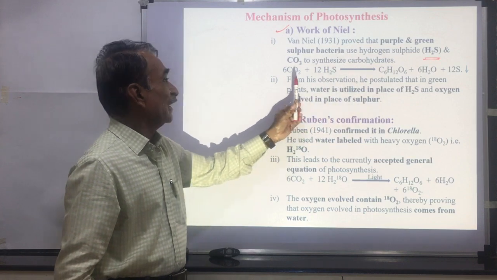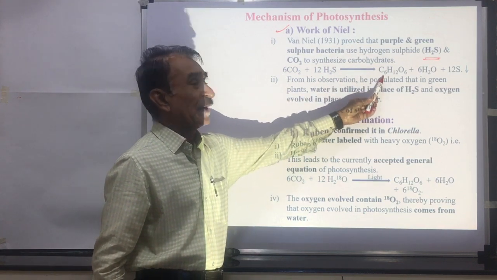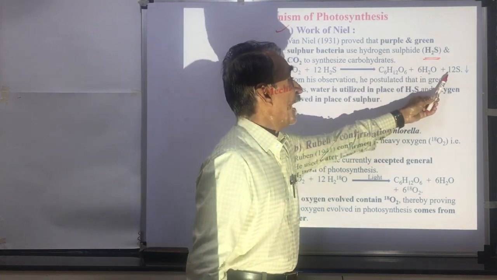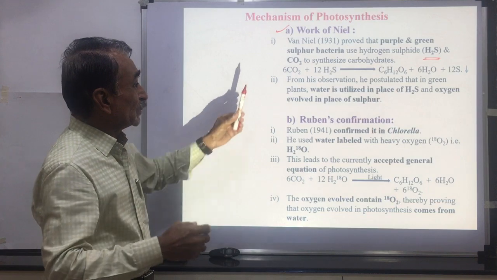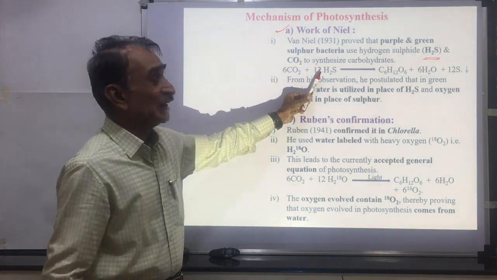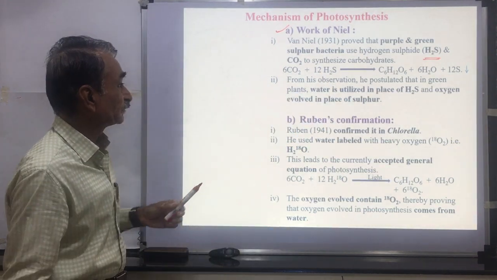You can see here 6 CO2 plus 12 H2S, there is formation of a carbohydrate, with release of water and sulfur. So in this case, he proved that instead of H2O, hydrogen sulfide is used.